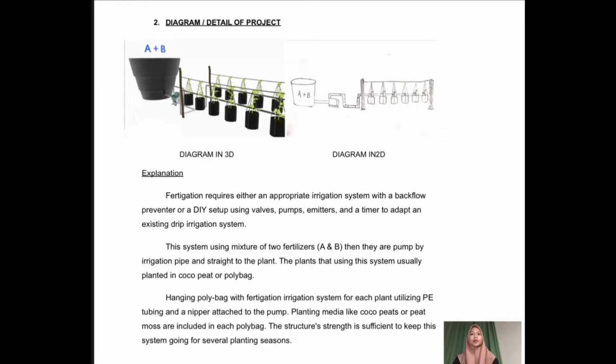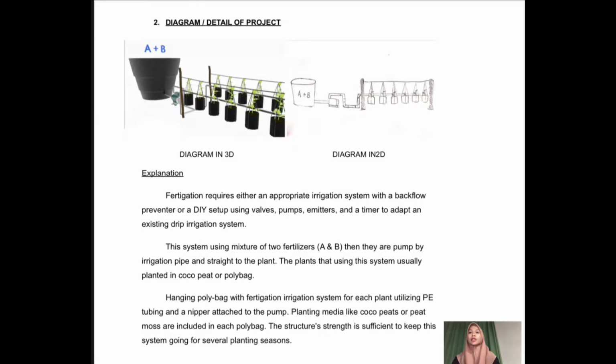The second one is about the diagram and details of the project. There are two diagrams that we show here, and the explanation of the diagram is: fertigation requires either an appropriate irrigation system with a backflow preventer or a DIY setup using valves, pumps, ammeters, and a timer to adapt an existing drip irrigation system. This system uses a mixture of two fertilizers, A and B. Then they are pumped through the irrigation pipe straight to the plant.